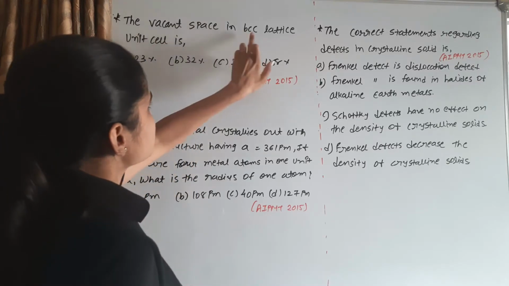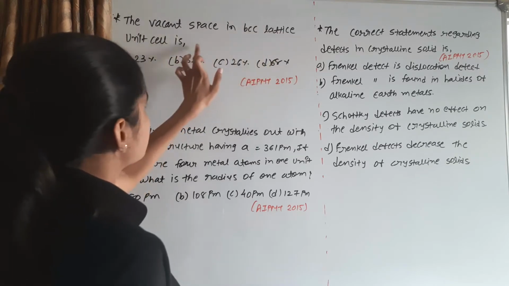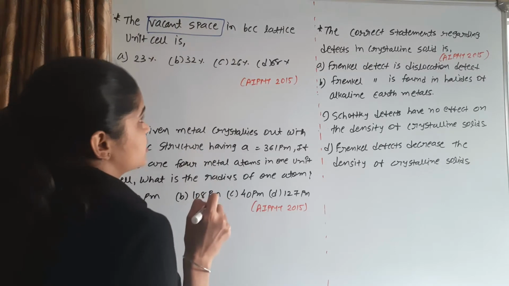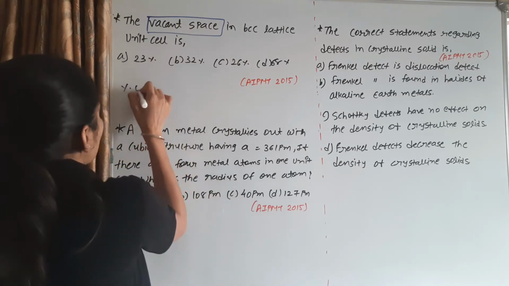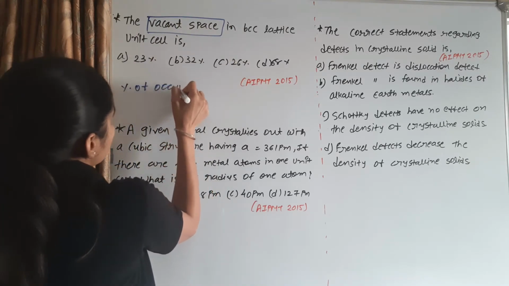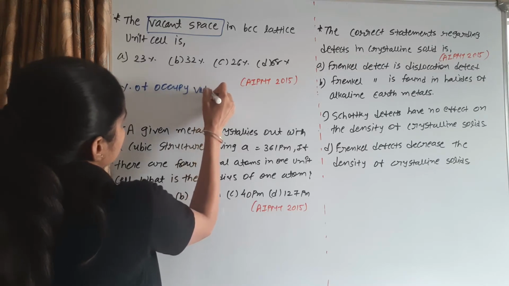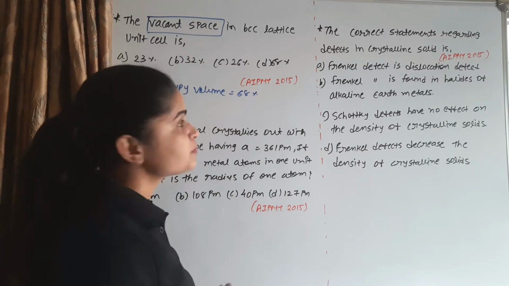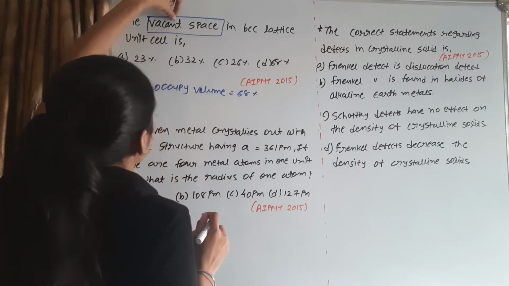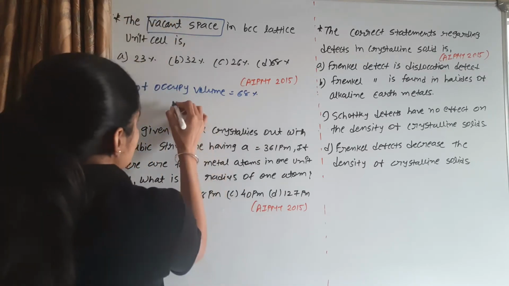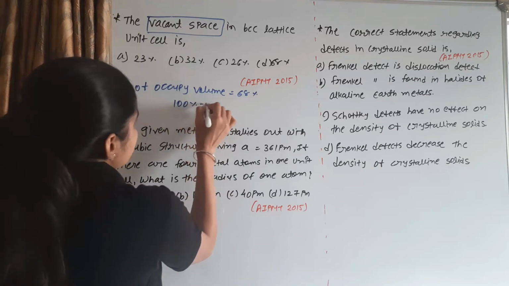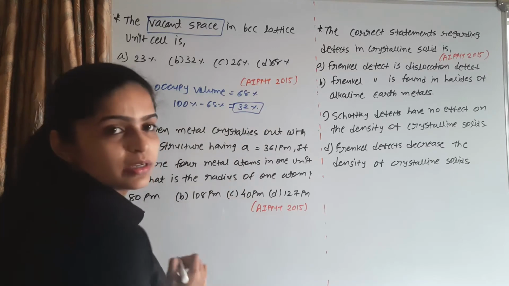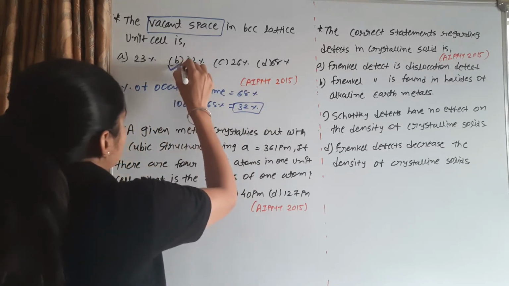The vacant space in a BCC lattice unit cell is? Given the value, find out the vacant space. The percentage of occupied volume in BCC is 68%. But in this question, we need to find the vacant space. So the vacant space is 100% minus 68%, which gives 32%. So the answer is 32%.